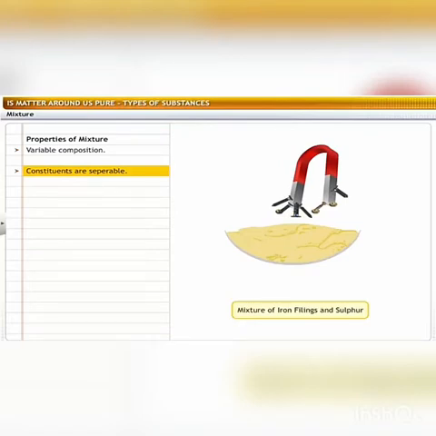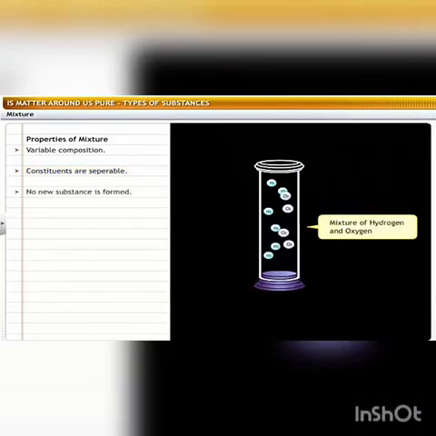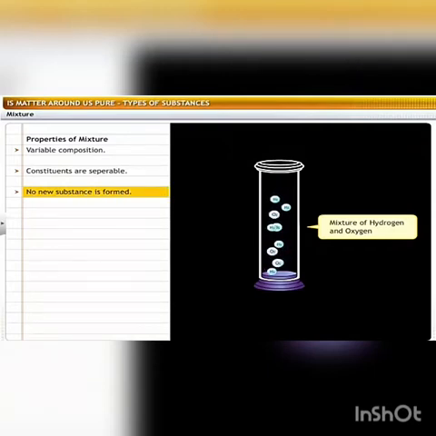When a magnet is placed in the above mixture of iron filings and sulfur, the iron particles are attracted by the magnet, while sulfur particles remain unattracted. When a mixture is created, no new substance is formed. Each part of a mixture retains its own properties. For example, we could mix various proportions of hydrogen and oxygen gas. As long as you do not ignite the mixture, the combination will form a mixture that can be separated.